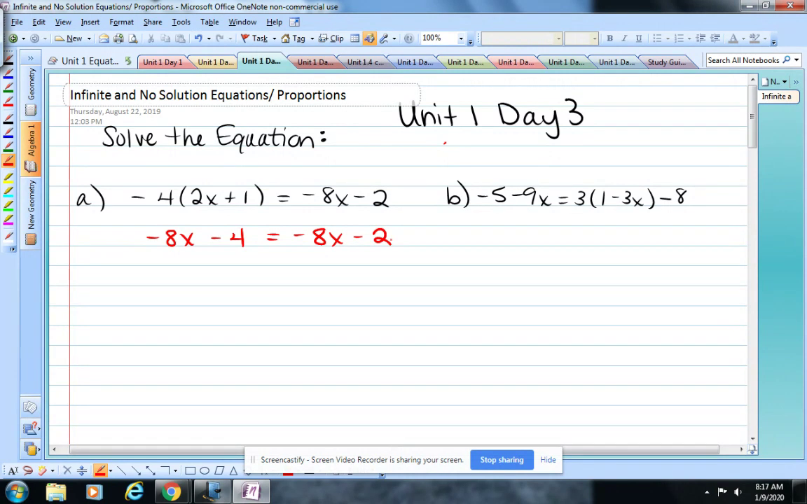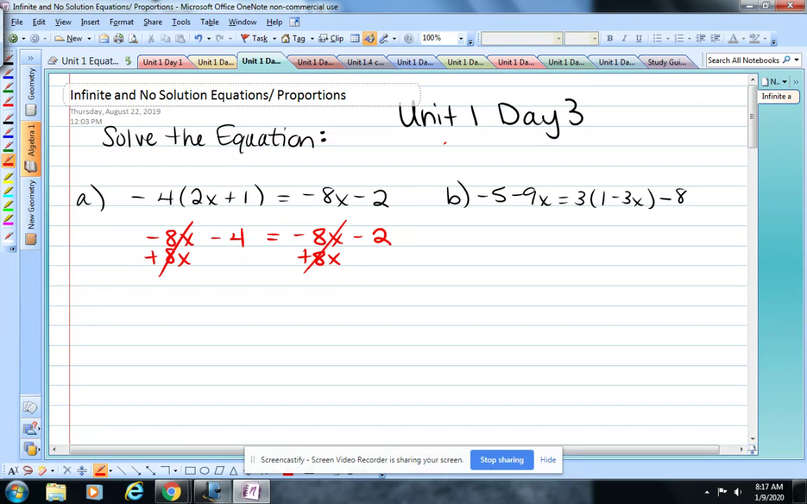All right, so now I got an x on both sides of the equation, so I want to get those together. So how do we get the x's together? Add 8x to both sides. And what happens? They make 0 on both sides, right? So since they make 0 on both sides, my variables are canceling each other out.